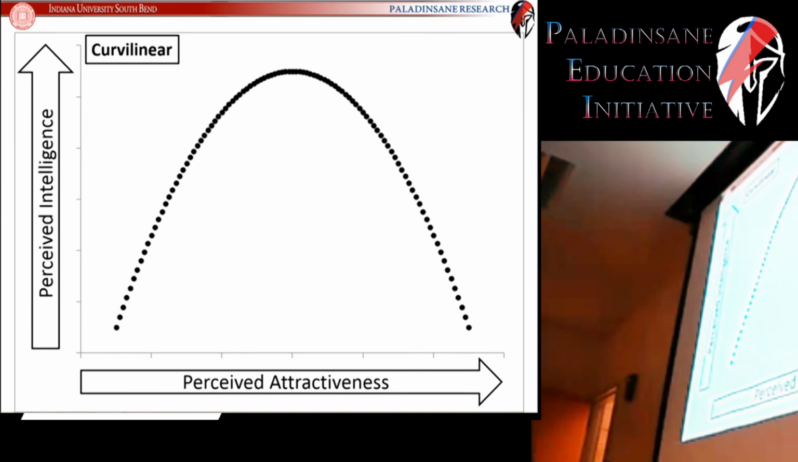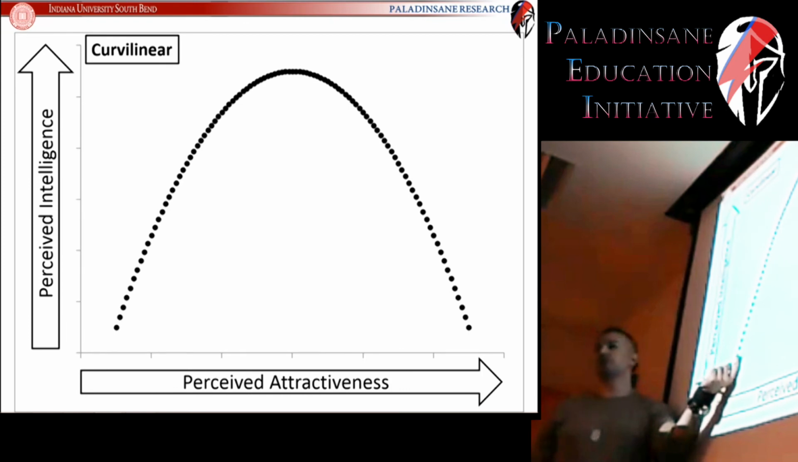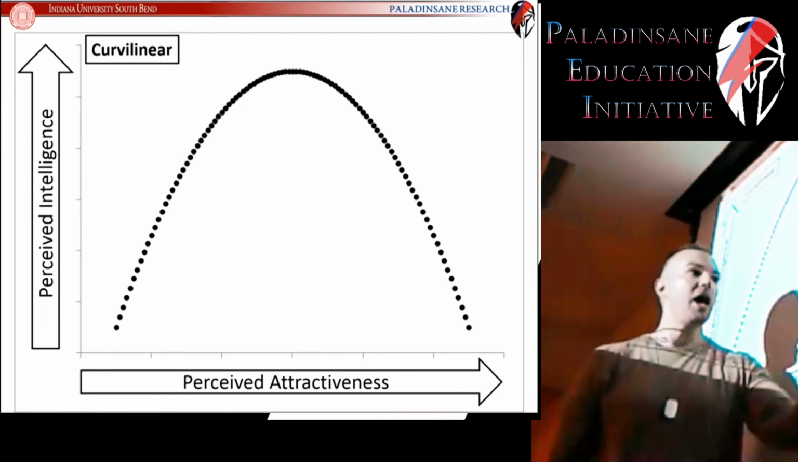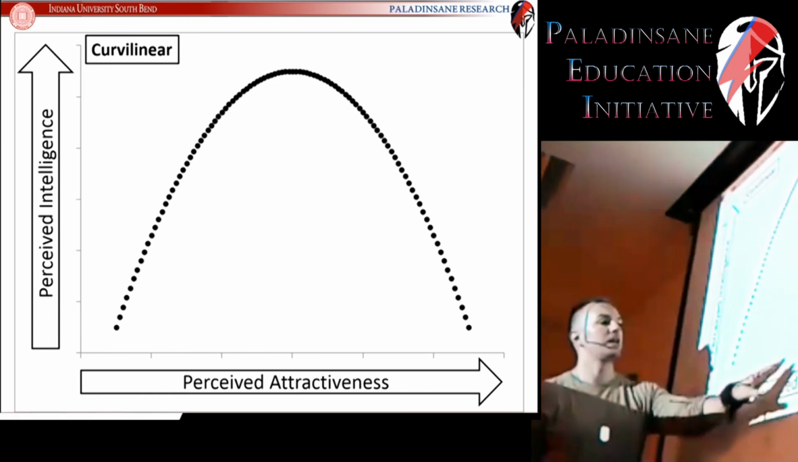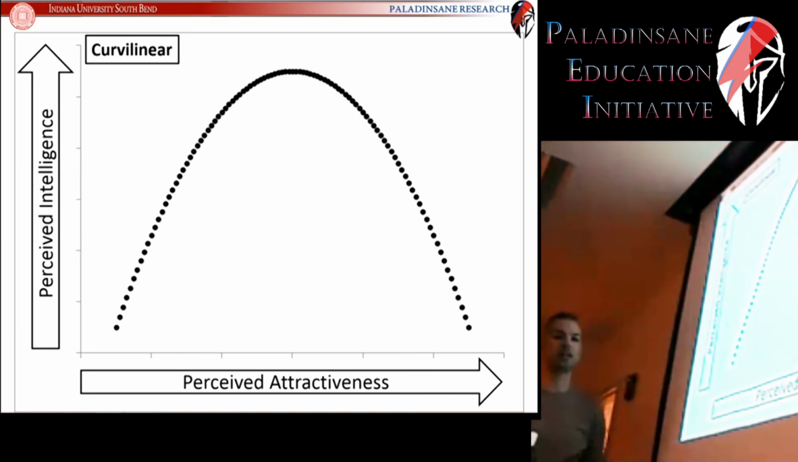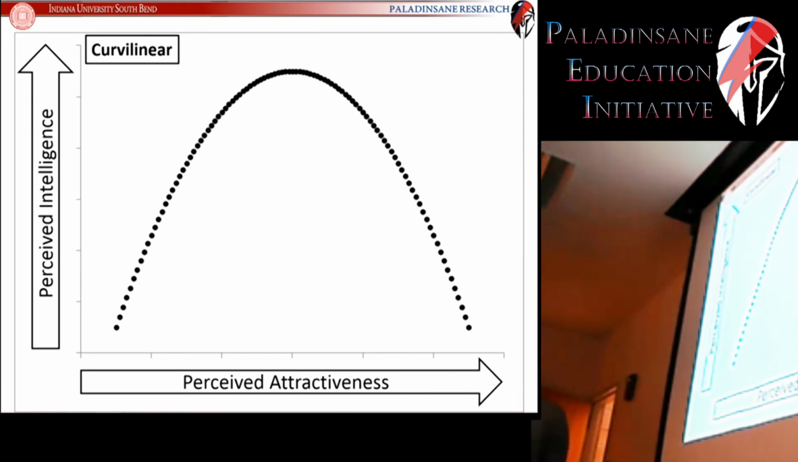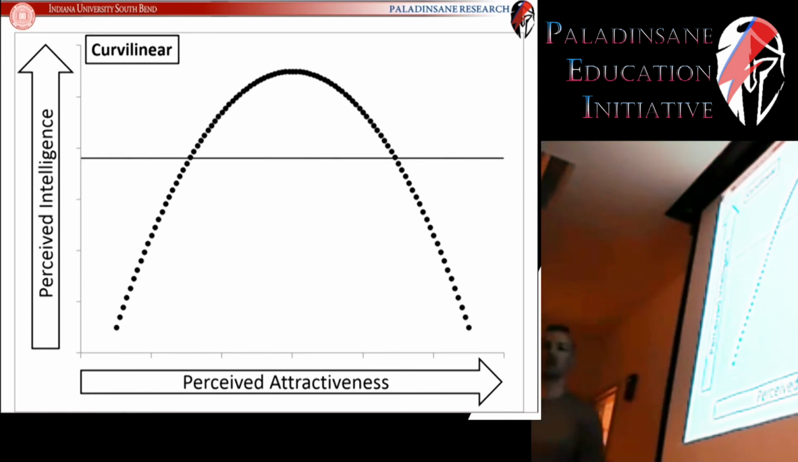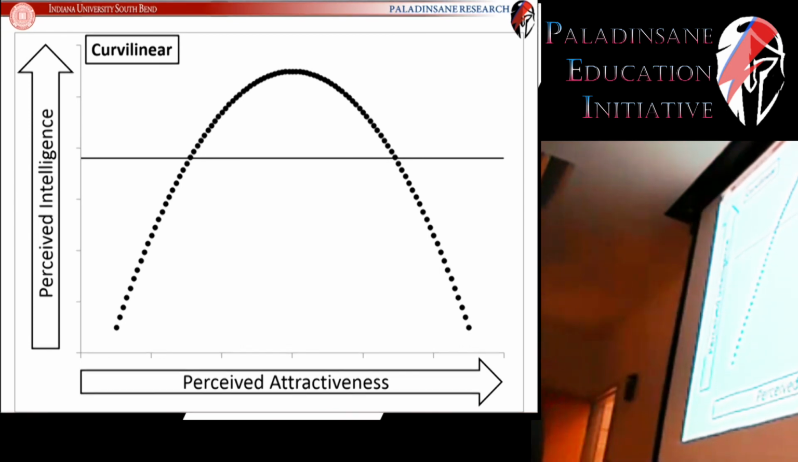So in a curvilinear relationship, low perceived attractiveness is actually associated with low perceived intelligence. High perceived attractiveness is also associated in this case with low perceived intelligence. There's that sweet spot right in the middle where people are perceived as having the highest intelligence. And this is curvilinear because a line that best fits this is not straight. It has to be curved. And if you fit a straight line to this, you'll actually find no relationship whatsoever, because that is the best straight line to try to fit all of these points.